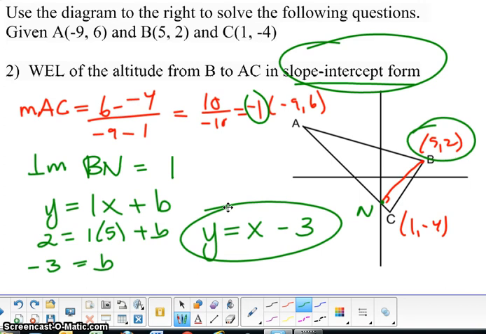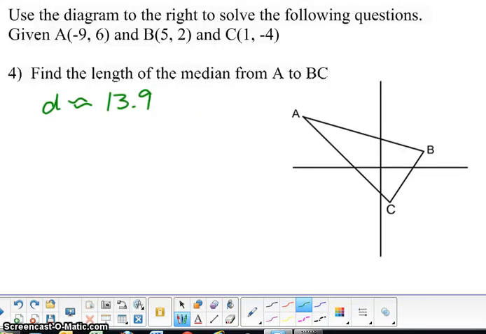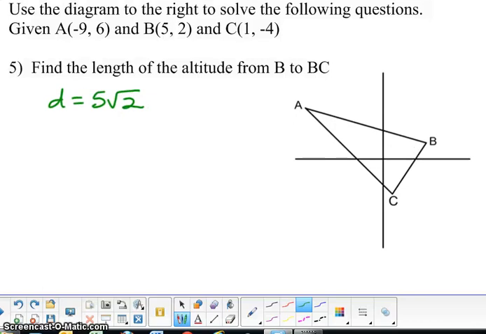Okay, so I want you to go ahead and try the next ones, and I'll give you the answers so you can see that they're correct. Check your following answers on 3, 4, 5, and then bring your questions to class.